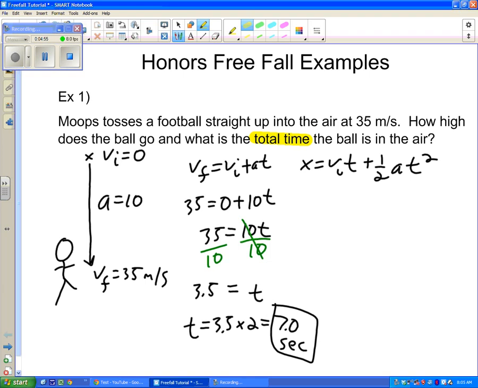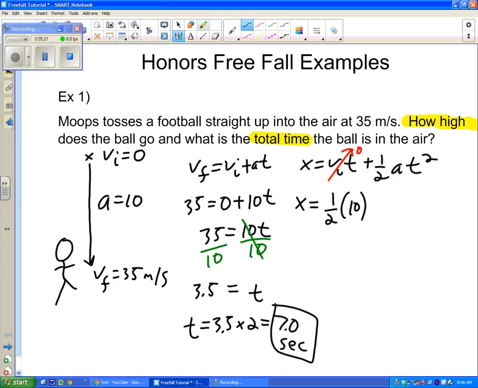All right? So now we need the distance. We need to know this part here, how high is the ball. So we're going to look at our x equation. We have x, and like I said, VI is 0. This term just goes to 0. It goes away. And so we have 1/2, positive 10, because we're on the down part, and t.